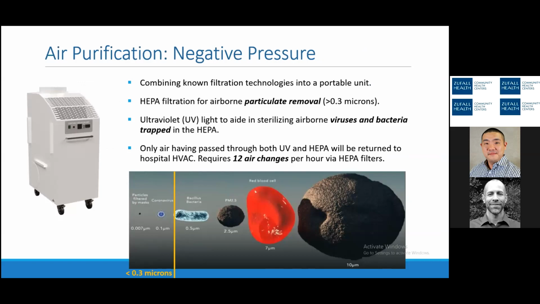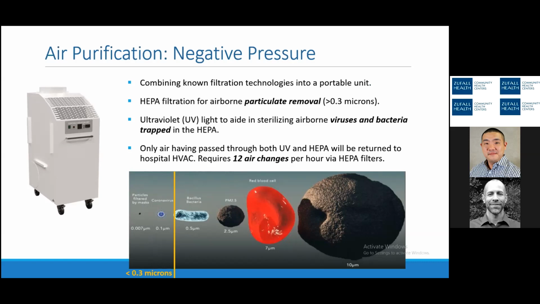This, again, is essentially a modified HEPA filtration device. It's good down to 0.3 microns. It also uses a UV light to help sterilize viruses and bacteria, again, that are trapped on the HEPA filter. One of the limitations of this technology is it requires a lot of air changes per hour to be effective.